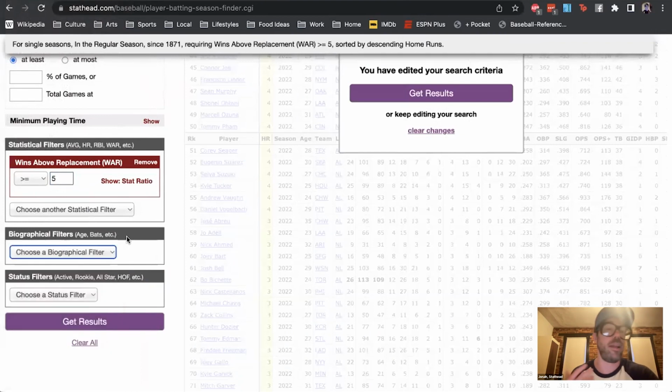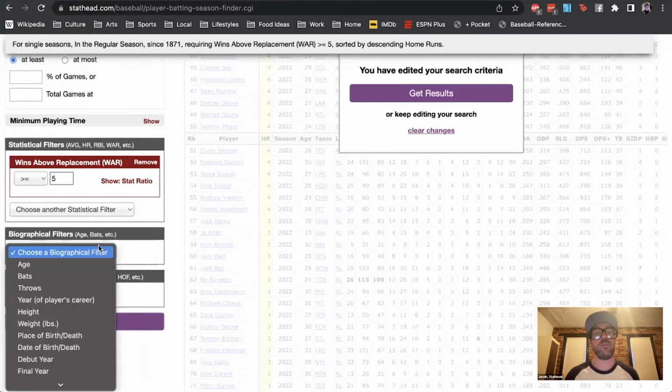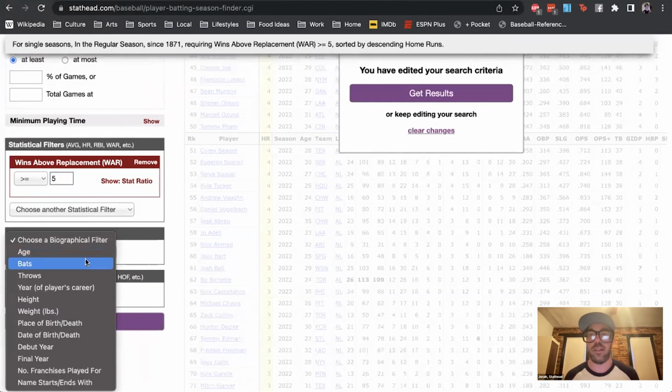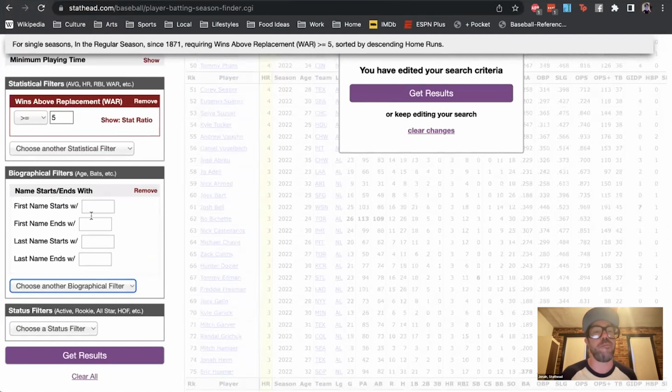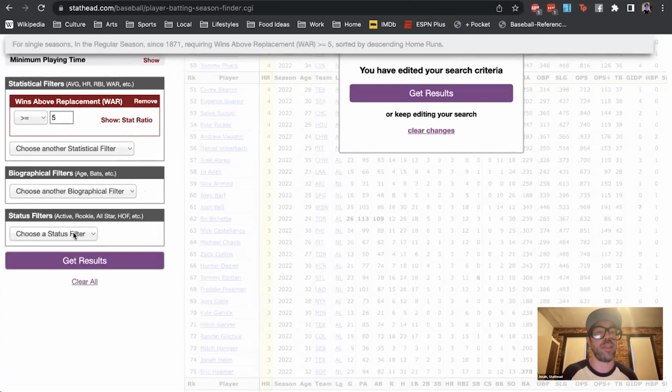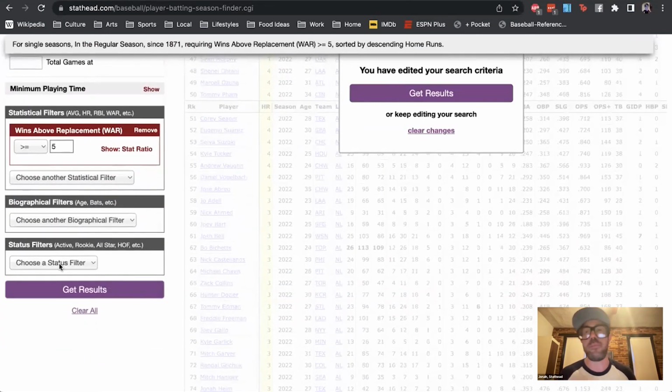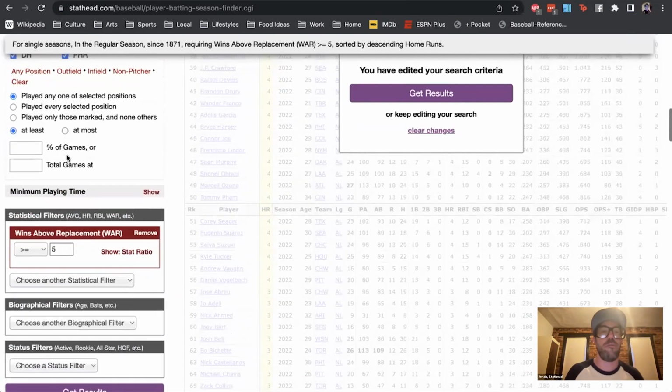And then if we wanted to get even more narrow, we could go into some of these other filters. So we have biographical filters, which are more like stuff about the player. So their age in the season we're talking about, left or right-handed, even stuff like height and weight, where they were born. I know a lot of people really like doing stuff with these: the first name starts with the letter A, or the first name starts with the letter Z, or the last name ends with a certain letter. You can do any kinds of stuff like that. And then the status filter, I'm just going to put a pin in that because I want to call out something specifically from that later. So for now, we're just going to do five WAR.